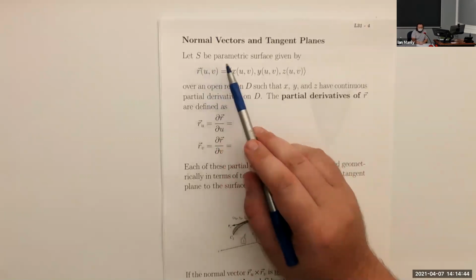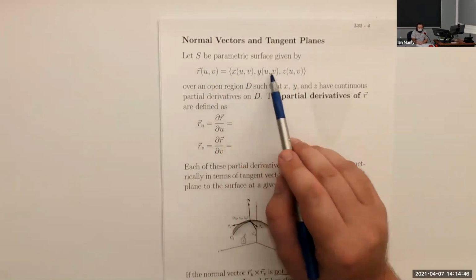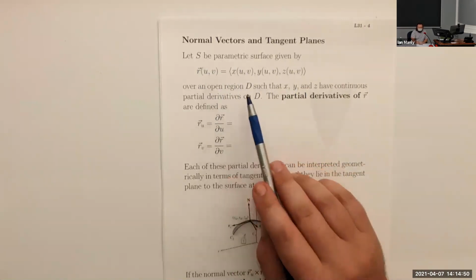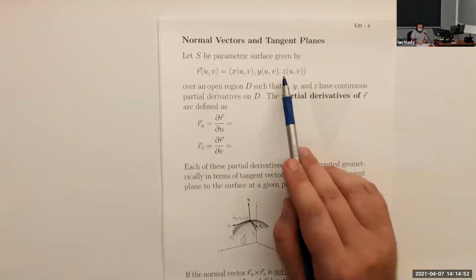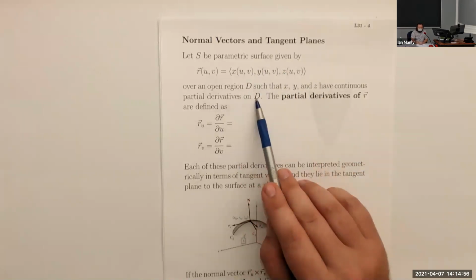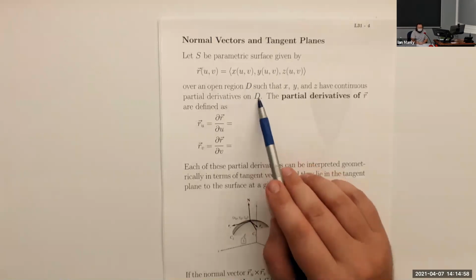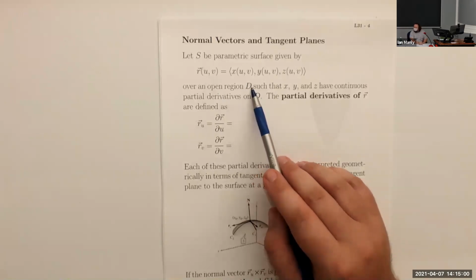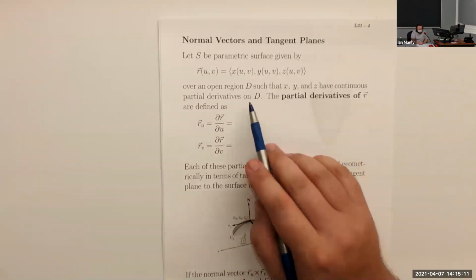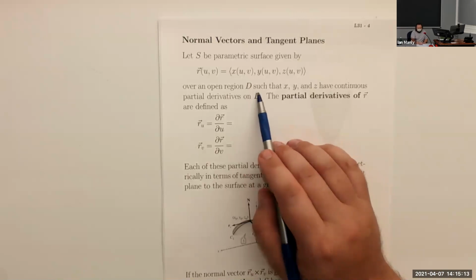Suppose S is a parametric surface given by these equations here. So u and v will be our variables. This is over an open region D such that x, y, and z, these functions of u and v, have continuous partial derivatives on D. And remember, D in this lesson is the place where u and v live. So this is where u and v live right here.